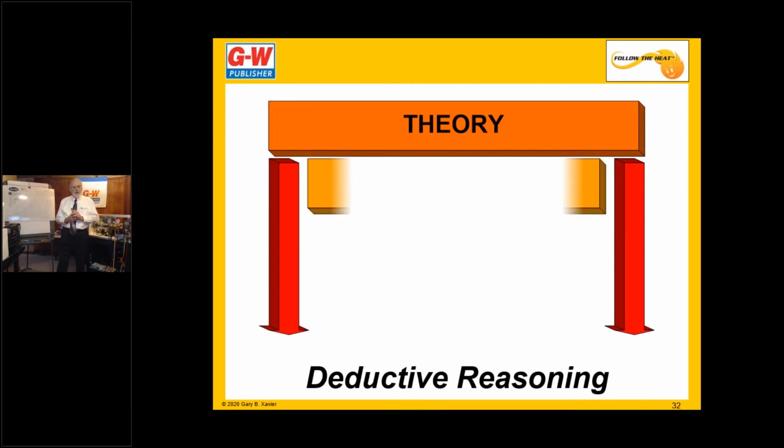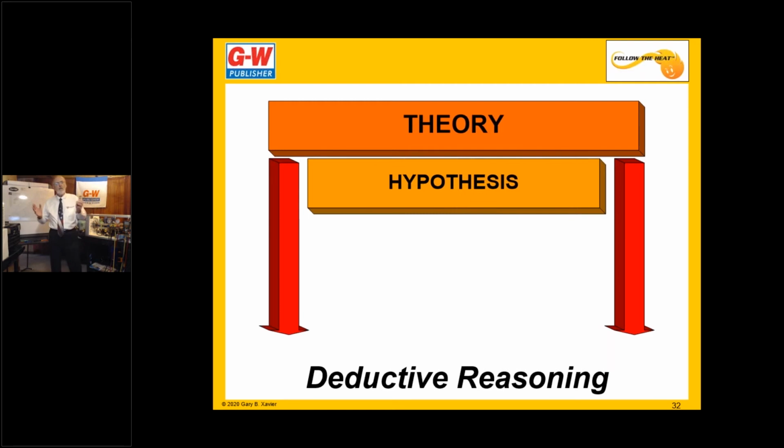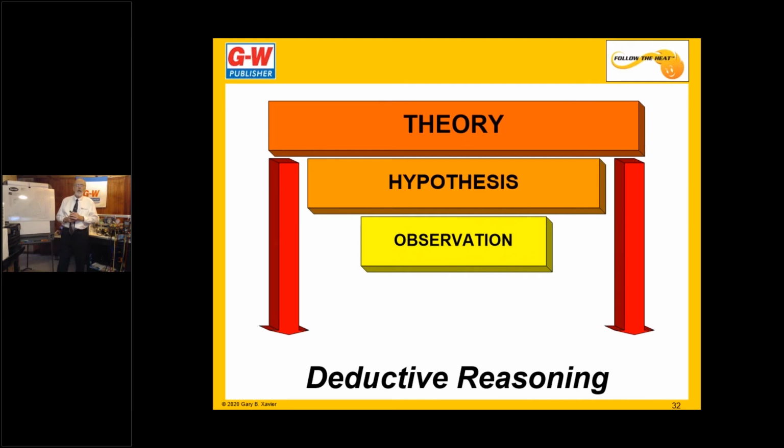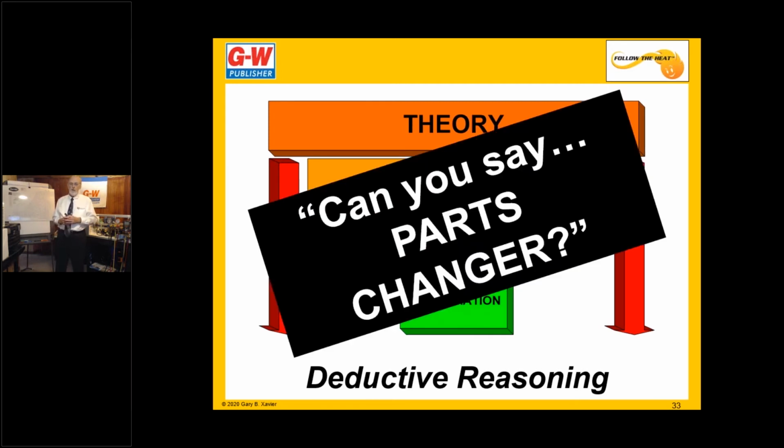We state a hypothesis based on our theory. A hypothesis is, well, we think this might be wrong. That's a hypothesis. We then do our observation and see if our observation leads us in the direction of our hypothesis. We want to confirm our hypothesis. That's deductive reasoning. Can you say parts changer? Because that's what a parts changer uses.